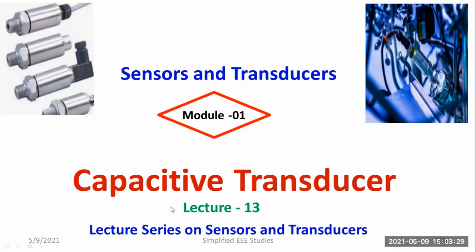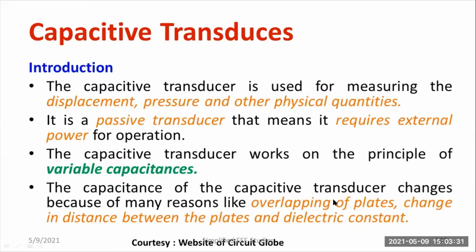Let me discuss the capacitive transducer. First and foremost, let us have a brief introduction about the capacitive transducer. What do you mean by a capacitive transducer? In fact, the capacitive transducer operates based on the principle of variable capacitance. So it can be mainly used for the measurement of displacement, pressure and other physical quantities. These are non-electrical quantities.